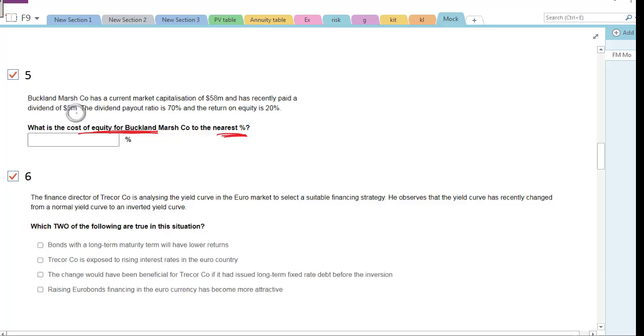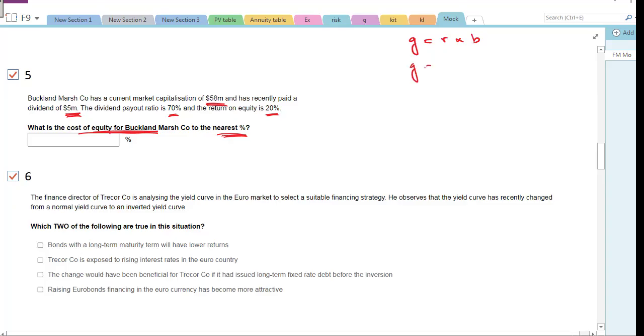Okay. Buckland Marsh Co has a current market capitalization of 58 million. So this is the market value, and has recently paid a dividend of 5 million. So this is the dividend paid. Dividend payout ratio is 70% and return on equity is 20%. Okay. So it means that for the growth, they are using the Gordon growth model. So let's calculate the growth first.